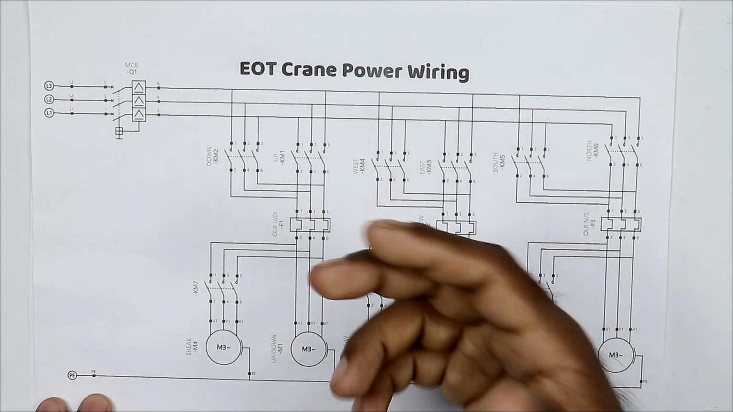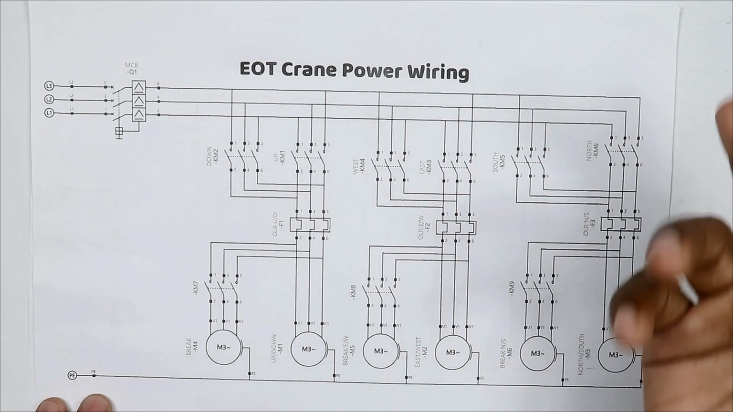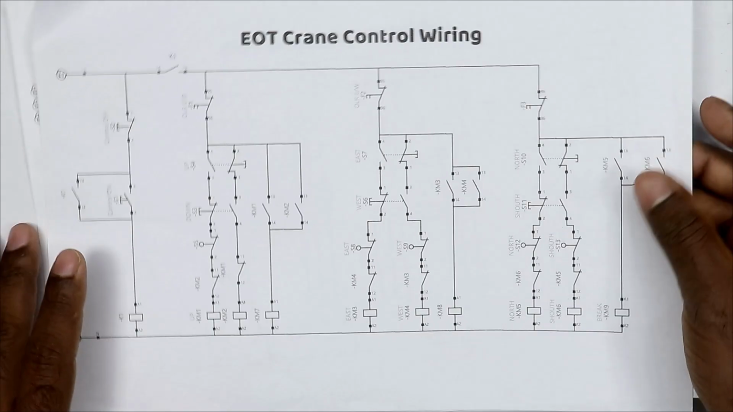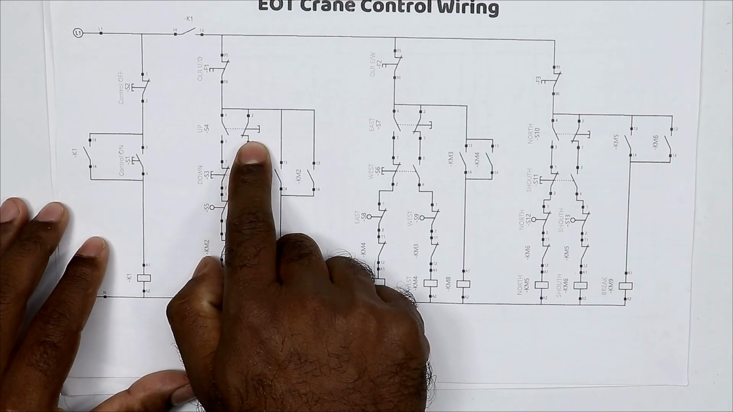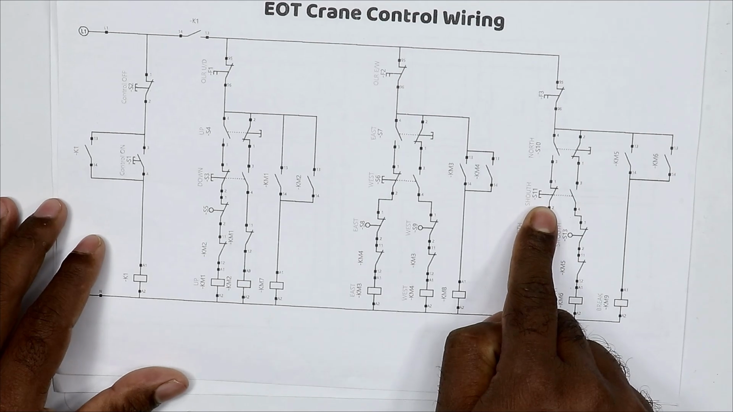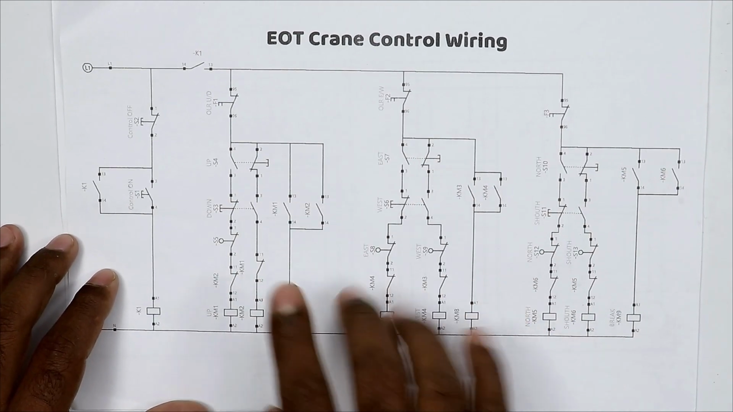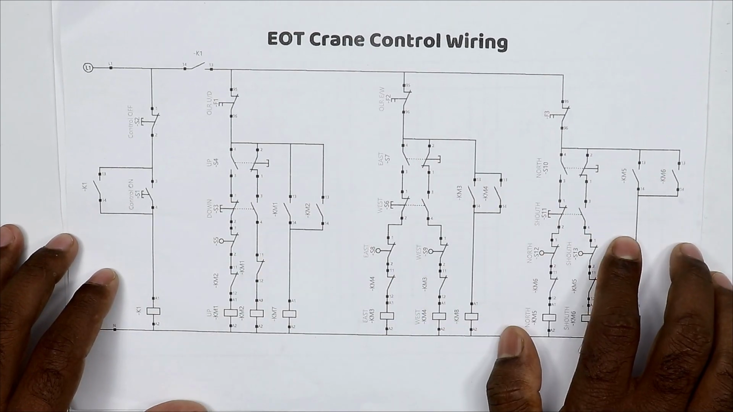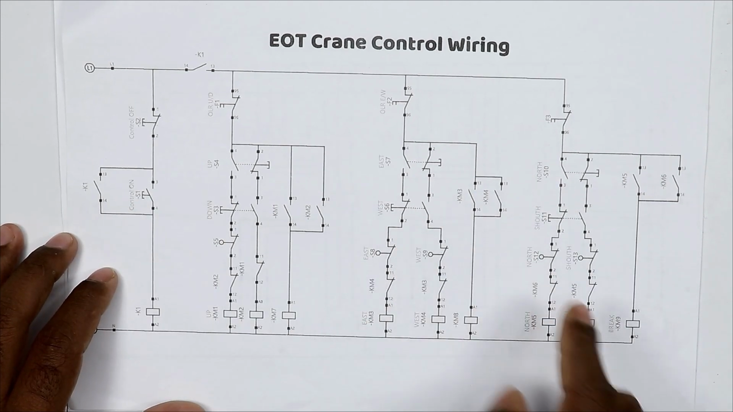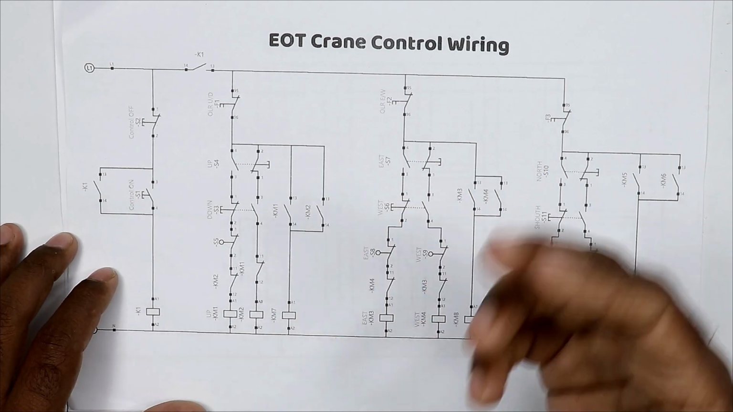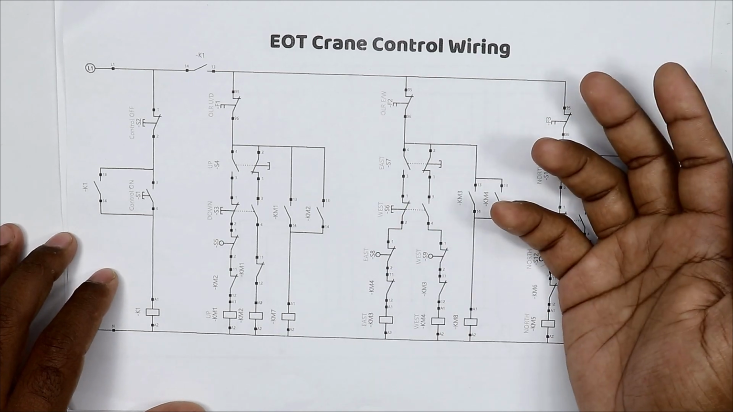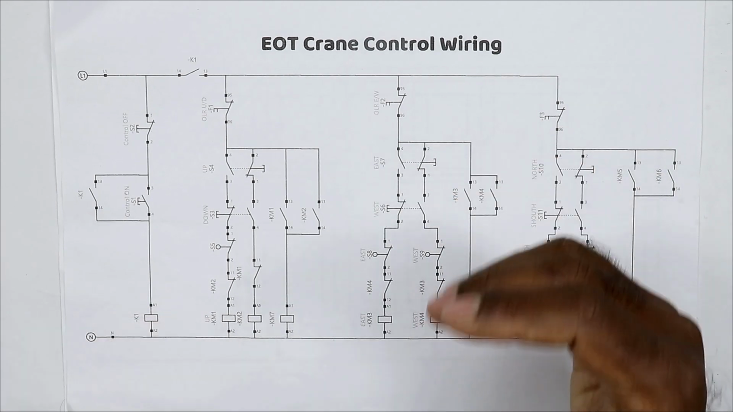Now suppose the operator is telling you about the push buttons of the EOT crane. Here in this control circuit you can see there are a number of push buttons. One is this push button, second here, third, fourth, fifth here and sixth here. It means in this EOT crane a total of 6 push buttons are connected. Besides these, one more is there, so a total of 7 push buttons. Among these 7 push buttons, on pressing any push button, the EOT crane is not working. So the problem here is that the motor or EOT crane is not running.